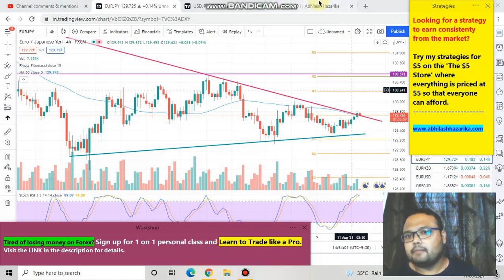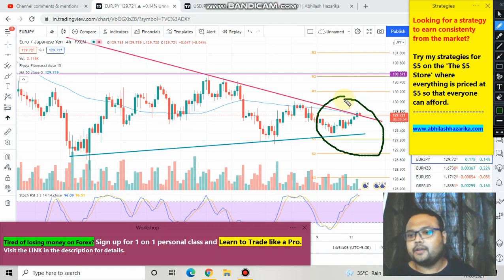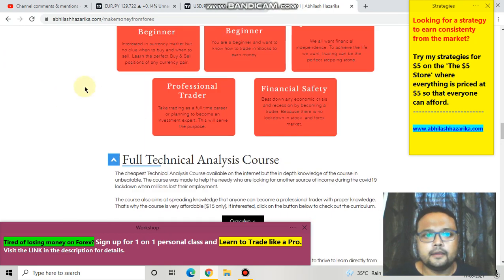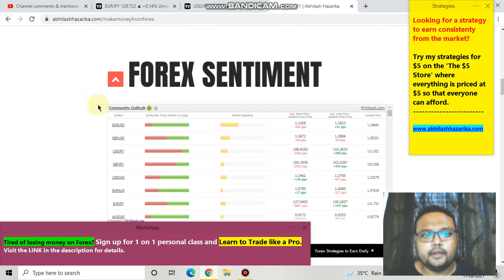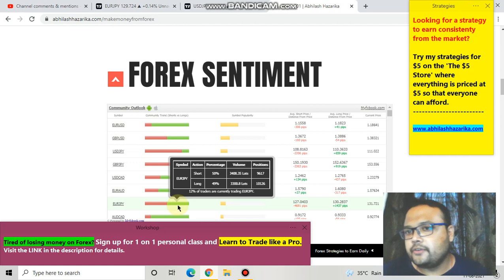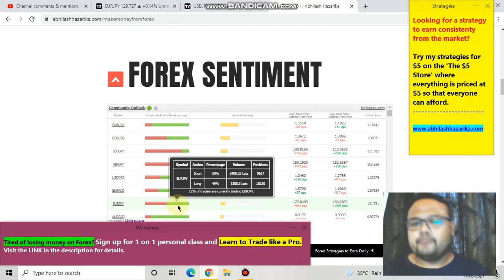Right now the market is stuck in this triangle pattern. Things are not very good here, so be very careful. And if you go to the forex sentiment meter here, you can see that 50% of retail traders have taken a short position and 49% of retail traders have taken a long position, which means that retail traders are also very much confused. They are also not sure in which direction the market will be moving. Therefore, my dear friends, be very careful.